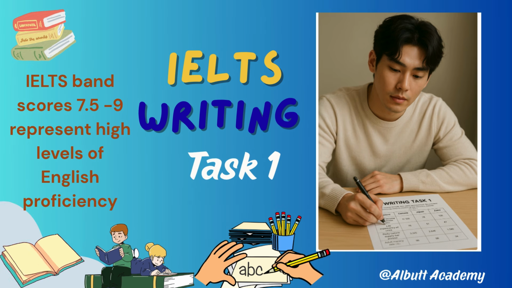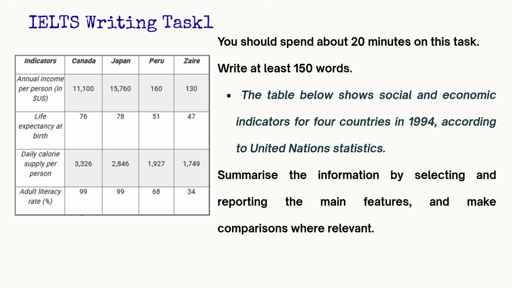IELTS Writing Task 1. You should spend about 20 minutes on this task. Write at least 150 words. The table below shows social and economic indicators for 4 countries in 1994, according to United Nations statistics. Summarize the information by selecting and reporting the main features and make comparisons where relevant.